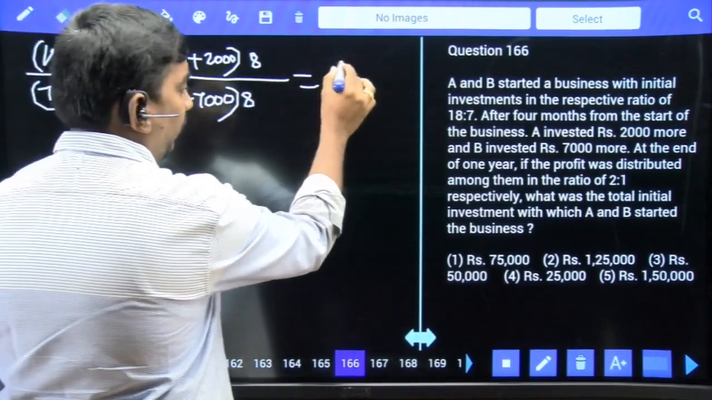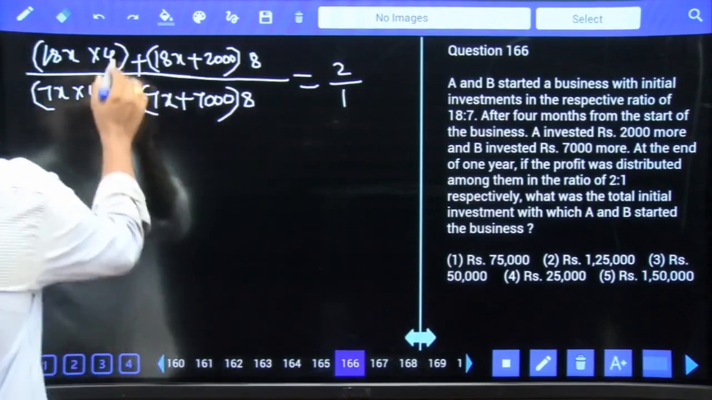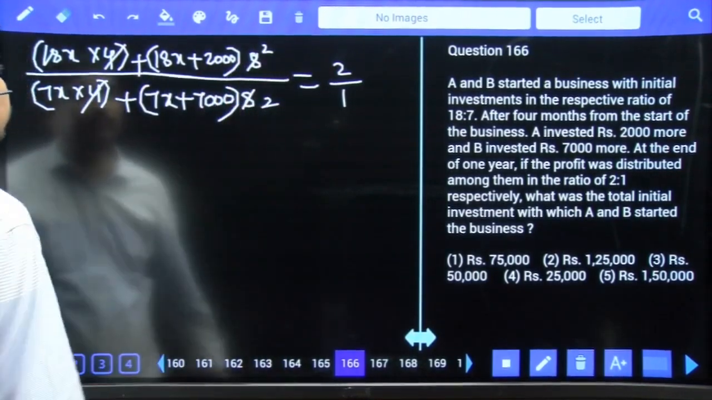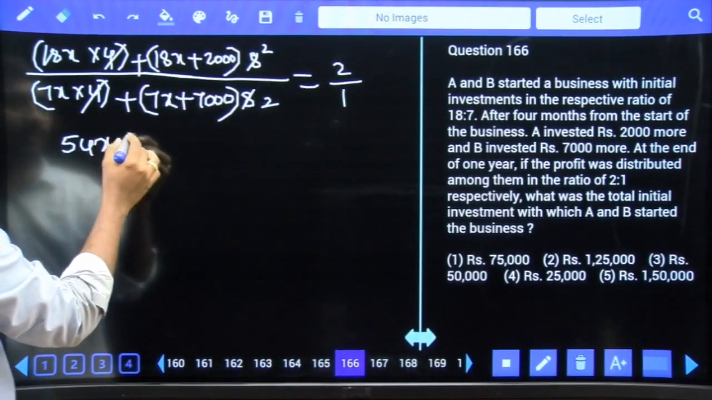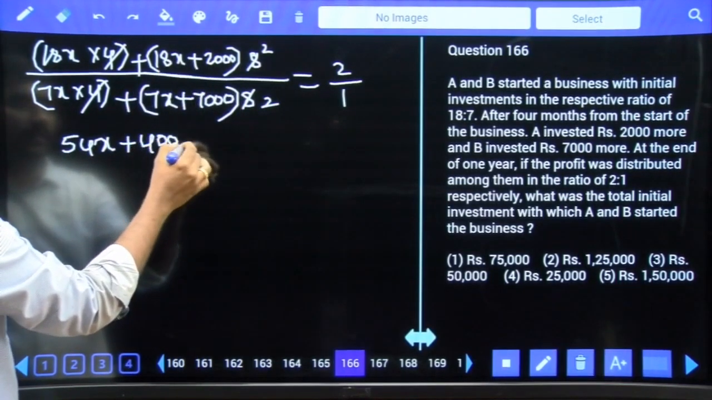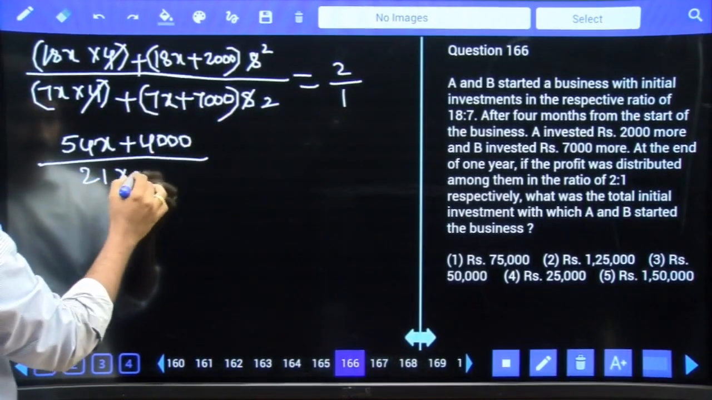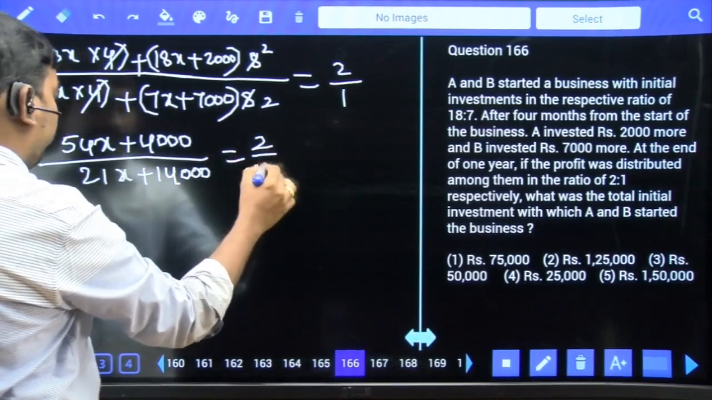So the A and B profit ratio is given as 2:1. Let's find the x value. 4 months for 18x, and 8 months for 18x plus 2,000: 18x plus 36x is 54x plus 4,000. For B, 7x plus 14x is 21x plus 14,000. This is equal to 2 by 1.